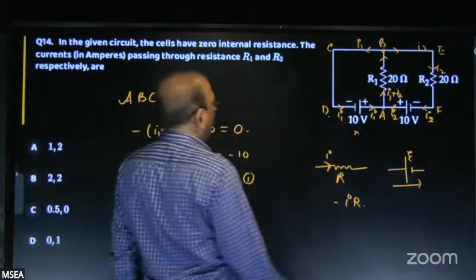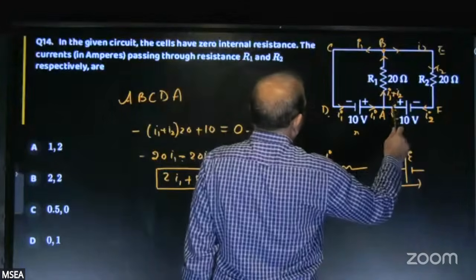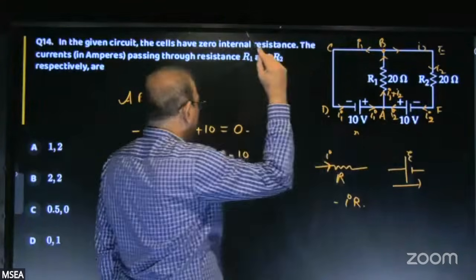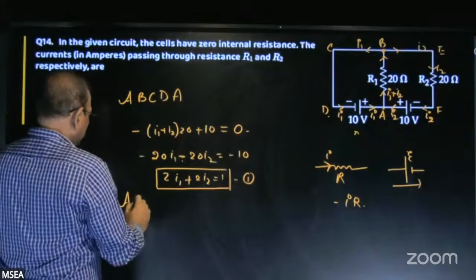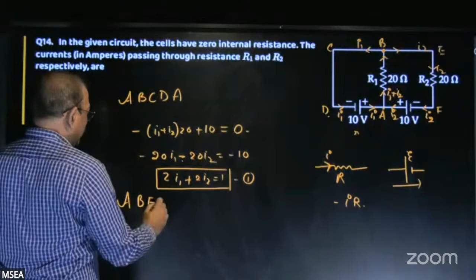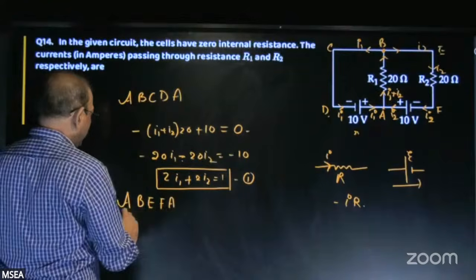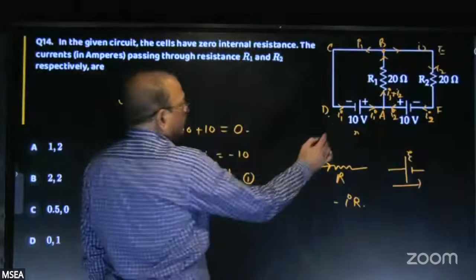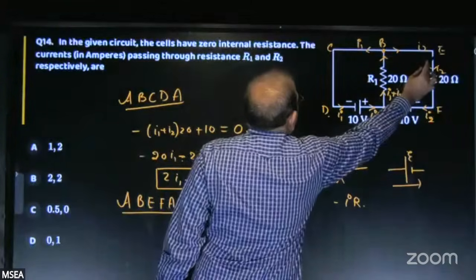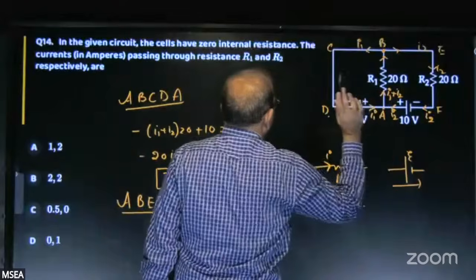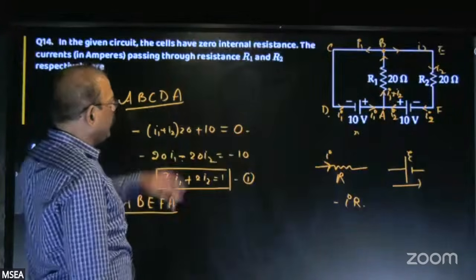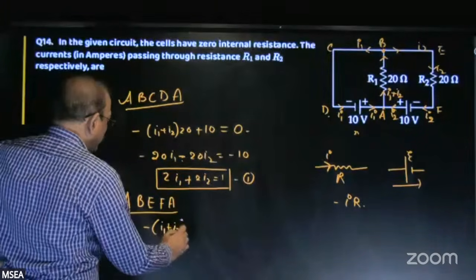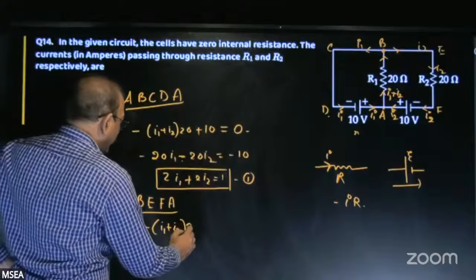Now Kirchhoff's second law, the loop law, you apply for the second loop A, B, E, F, A. Similarly, start from A, go to B, then to E, then to F and come back to A. A to B: minus I1 plus I2 into 20.